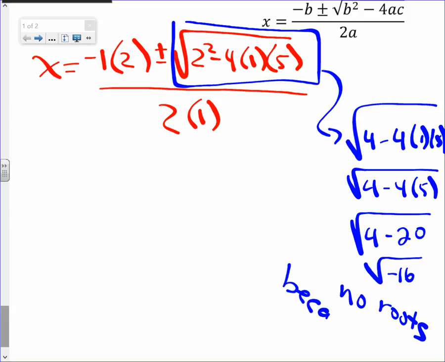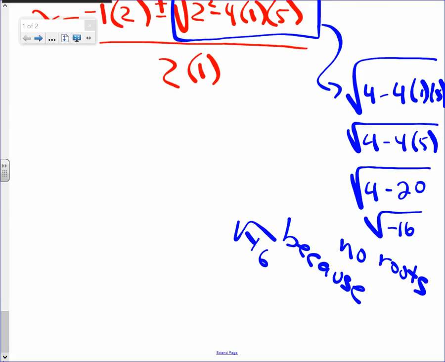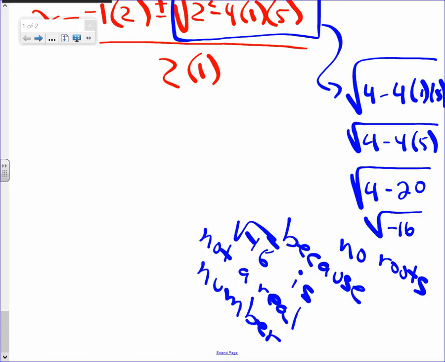Because the square root of negative 16 is not a real number. It's not real. It's imaginary. We're going to get into imaginary numbers next week.